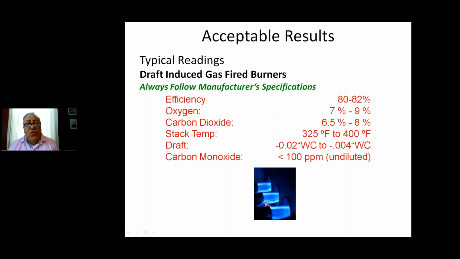Now with a draft-induced gas-fired burner, our efficiency is going to tick up a little bit. We get up into the low 80s. Our O2 numbers are still pretty much the same. Our CO2 numbers are still pretty much the same, but you'll see that our stack temperature is reduced a bit. We've got a little bit more efficiency. Higher efficiency and lower stack temperatures are very closely related.